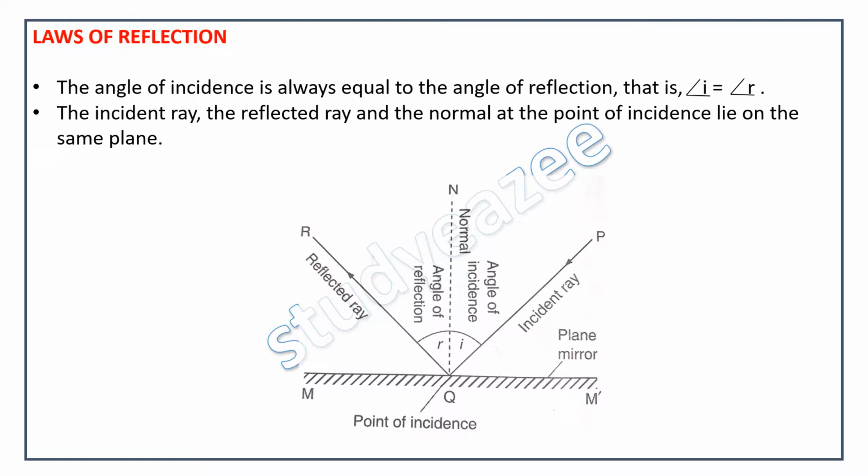There are two laws of reflection that we all must remember. The angle of incidence is always equal to the angle of reflection. The incident ray, the reflected ray, and the normal at the point of incidence lie on the same plane.